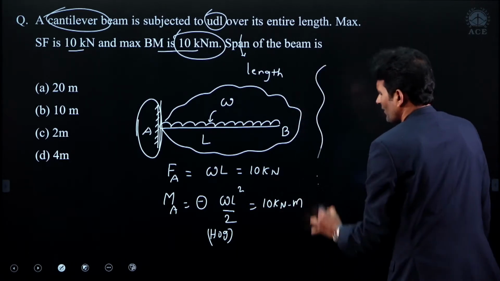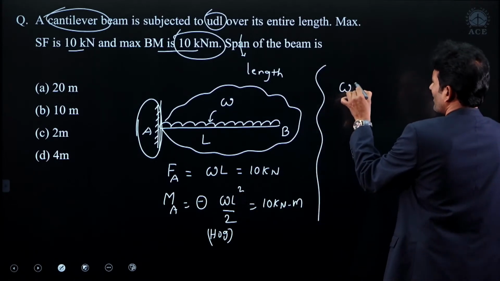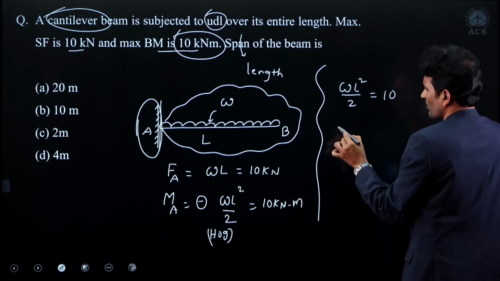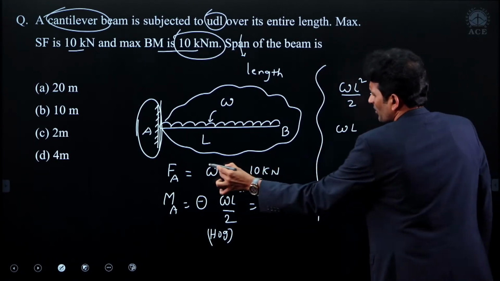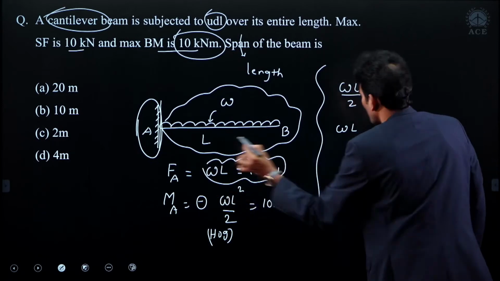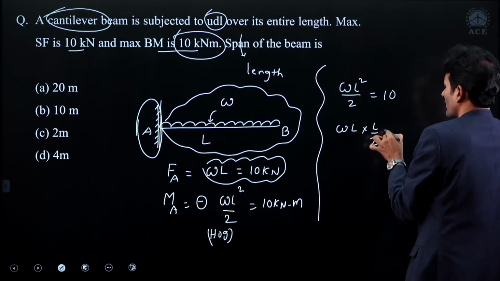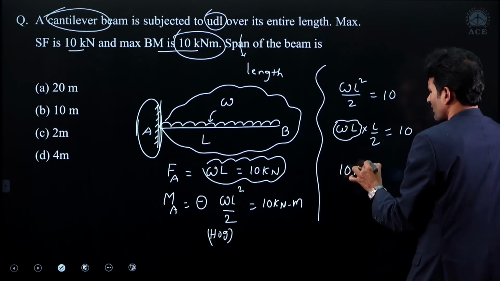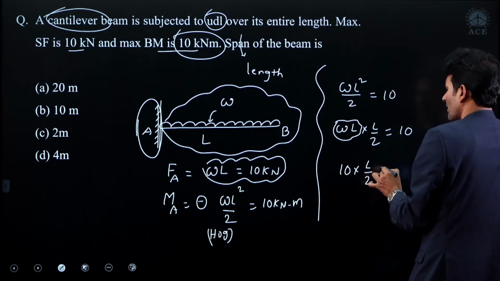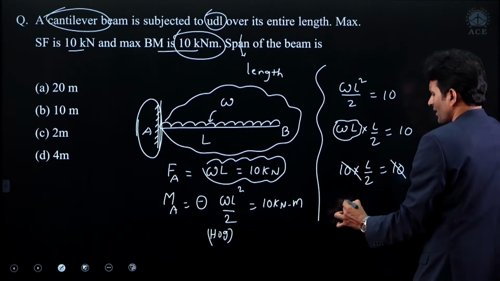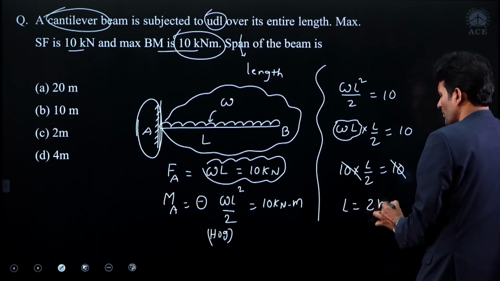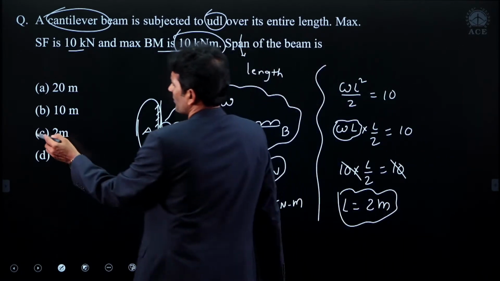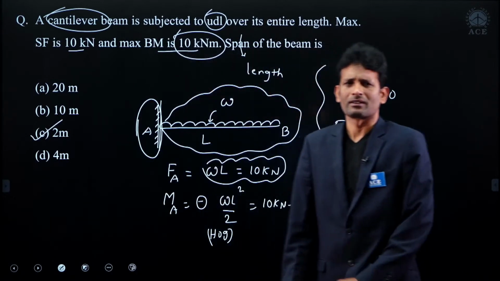So now when we observe this relation, omega L square divided by 2 is given as 10, my dear friend. How am I taking this? Omega L, because I know the omega L value, into L by 2 equal to 10. What is omega L? Omega L is given as 10. 10 into L by 2 equal to 10. 10 is getting cancelled. We required L. L equal to 2 meters. L should be equal to 2 meters. So option C is correct for this question.